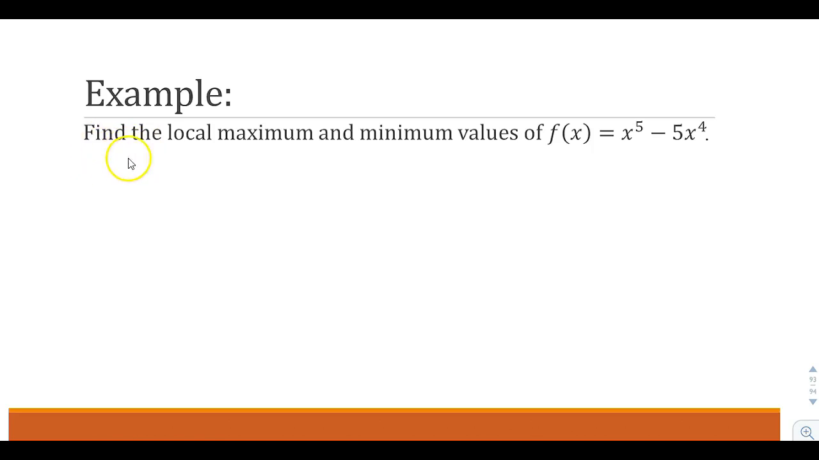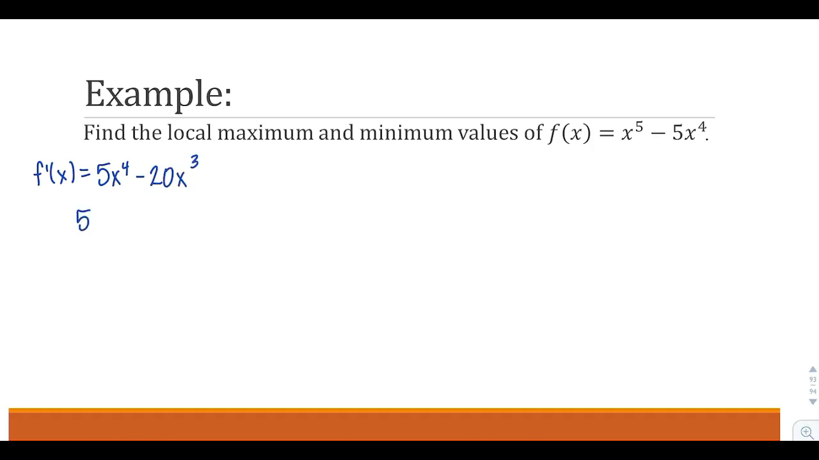And in this example, we're asked to find the local maximum and minimum values of f of x equals x to the 5th minus 5x to the 4th. So it doesn't specify which test to use, the first or second derivative test, so we can choose, it's up to us. Now I'm going to go ahead and go straight to the second derivative test. So we're going to take the first derivative to find those critical values. So f prime of x is 5x to the 4th minus 20x to the 3rd.